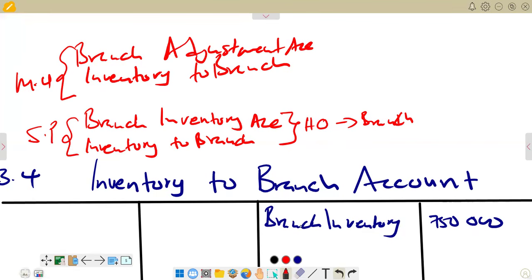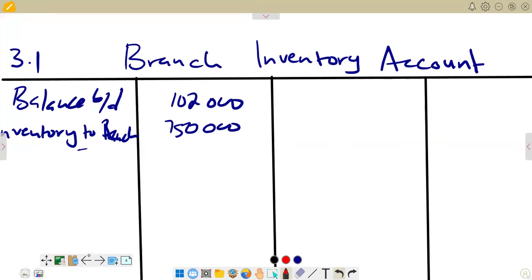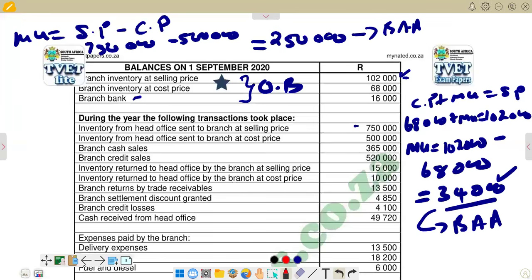So here we've entered the selling price, whereby we debited the branch inventory account and credited the inventory to branch account with 750,000. Now we are looking for the markup, which is the second double entry for that transaction. Remember the markup we calculated according to the question; we got 250. So we credit the branch adjustment account and debit the inventory to branch account with 250,000.